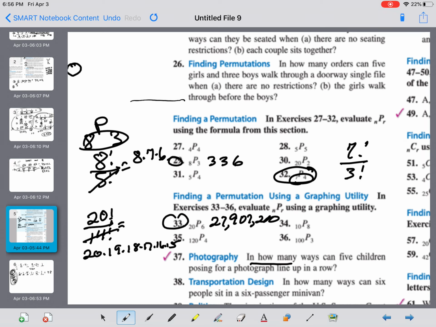37. How many ways can 5 children posing for a photograph line up in a row? So you're going to let all 5 children be in the photograph, and people can't repeat, so any of the 5 could be first in a row, and then 4, 3, 2, 1. So that was pretty easy. That was 120 ways to have 5 children posing in a photograph.